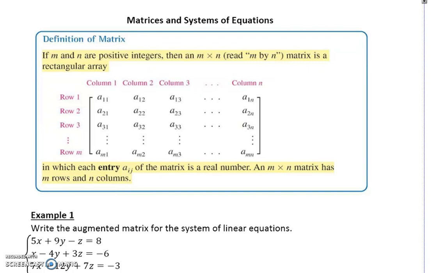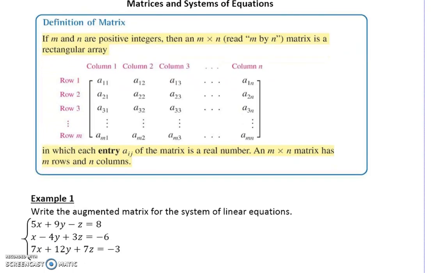And so whenever we are describing a matrix, we always read that it's m by n, which is the rows by the columns. So whatever number comes first indicates how many rows there are, and whatever number comes second indicates how many columns there are. And then each of the elements in the matrix are called entries.